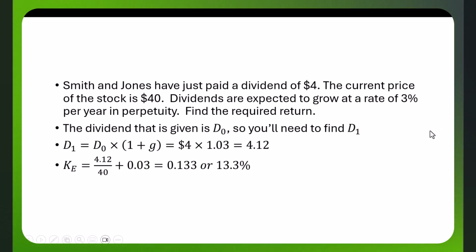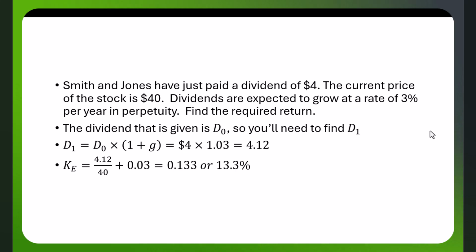So let's take a look at an example. Smith & Jones have just paid a dividend of $4. The current price of the stock is $40. Dividends are expected to grow at a 3% rate per year forever. So let's find the required return. The dividend that's given is D0, so you'll need to find D1.